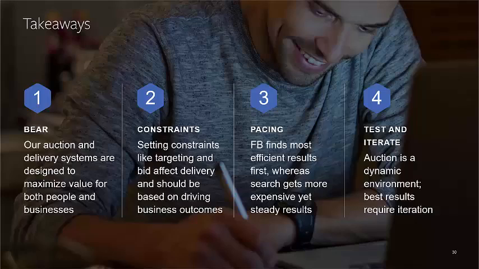And finally, test and iterate. The ad auction system is dynamic. Different people are online at different times, different audiences shift and change. I like to equate it to financial markets, and the best results will require testing, iterating, and retesting.